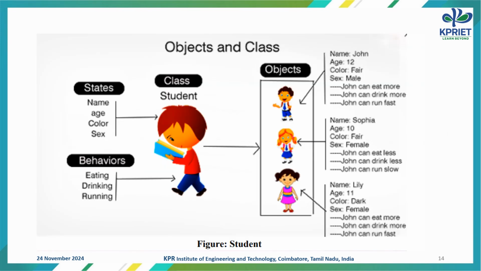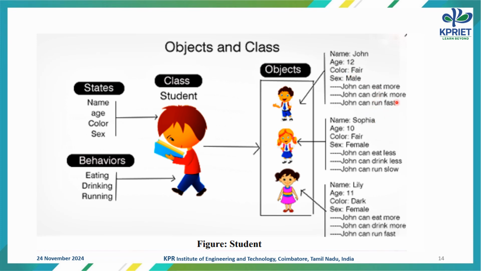So look at this example of different objects and a class. These persons are called objects: one boy, one girl, another girl. This boy's name is John, age is 12, color is fair, and sex is male. Some of the behaviors are: John can eat more, John can drink more, John can run fast, right? So object must have state, behavior and identity. Name, age, color and sex are all considered states.